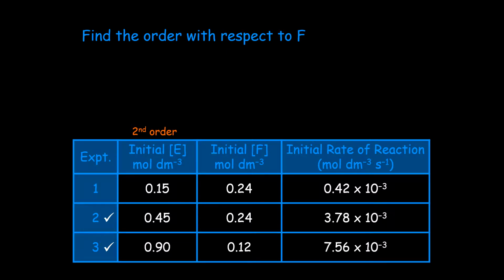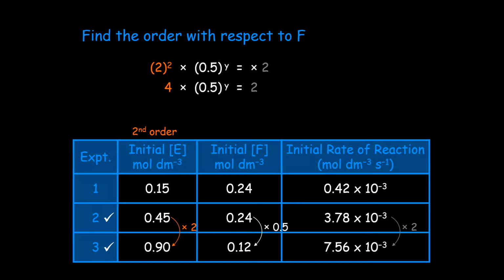Now another way of doing it could be 2 to the power of 2 times 0.5 to the power of y, or any other letter you want to use there, equals 2 times the rate. Now let's solve this. So it's going to be 4 times 0.5 to the power of y equals 2. So 0.5 to the power of y equals 0.5. So therefore y must be 1, which is first order. So you might find that an easier way of doing it.